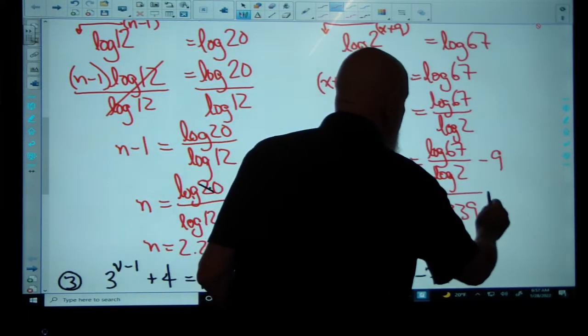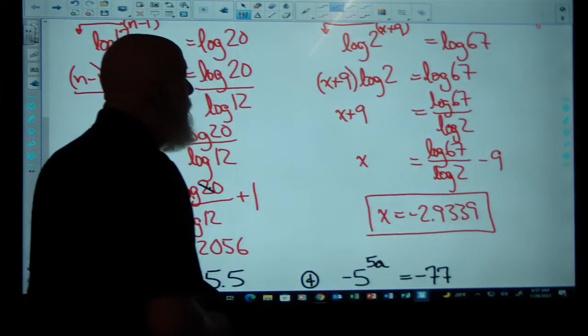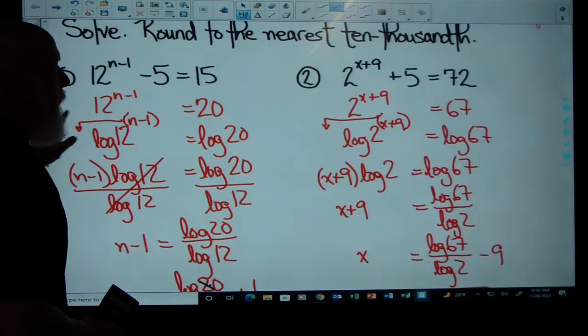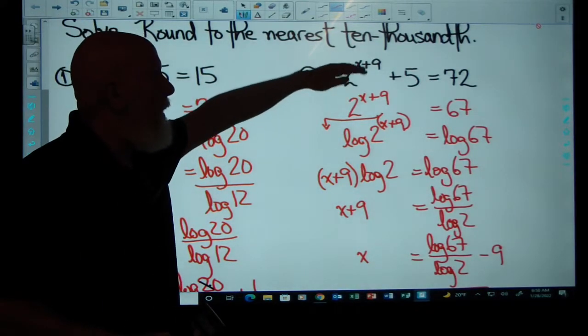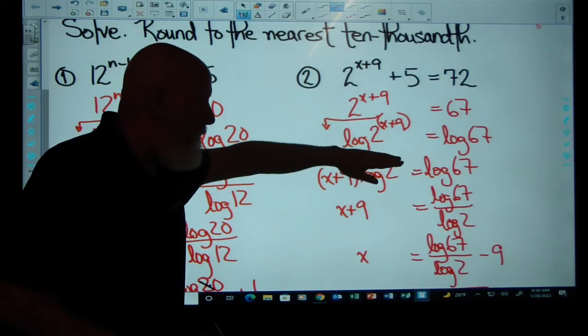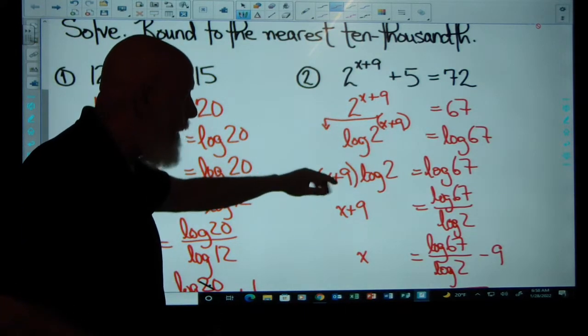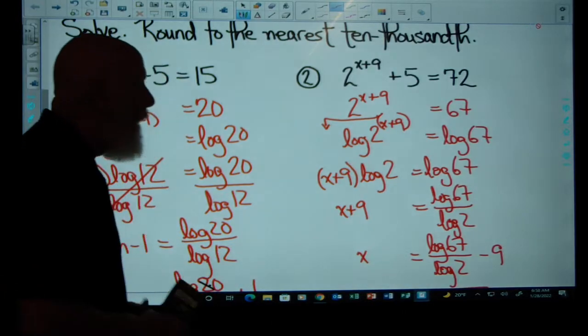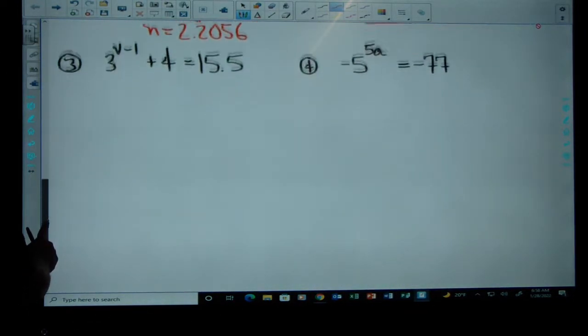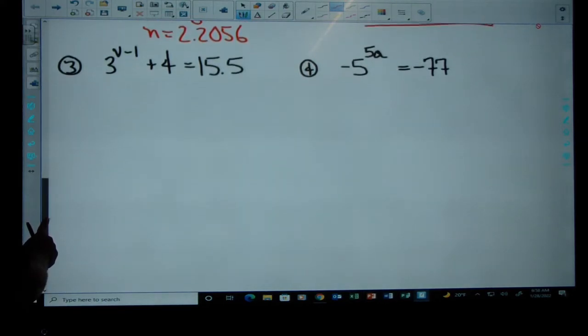We're finding variables that are in the exponent by using the power property of logarithms, okay? Our variable is in the exponent. We isolated the term that had the variable in the exponent, took the log of both sides, employed the power property, and then just did some basic algebra 1 to isolate x. Got the same thing going on here.